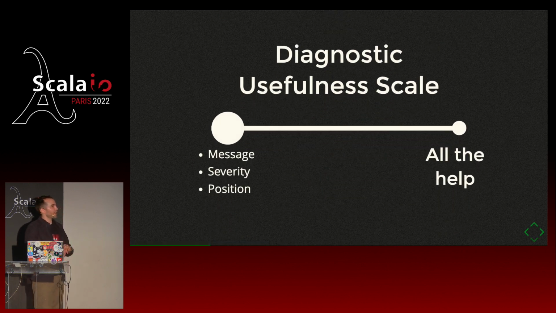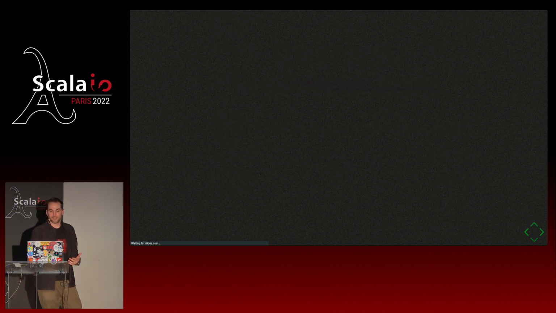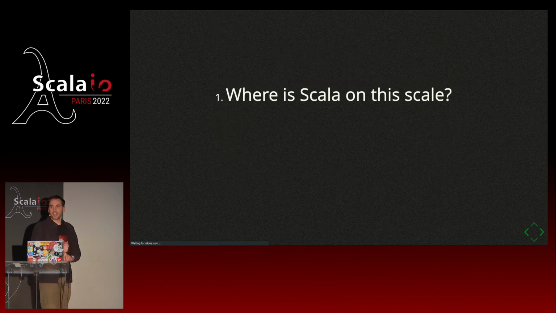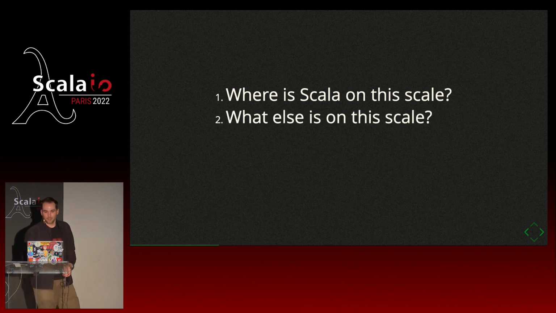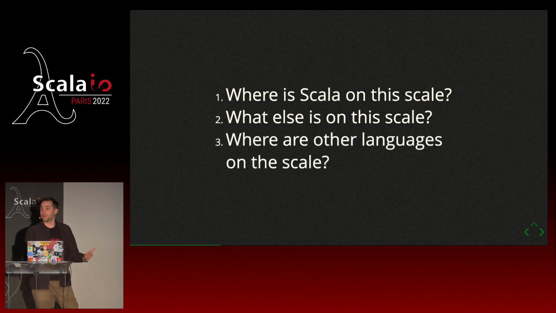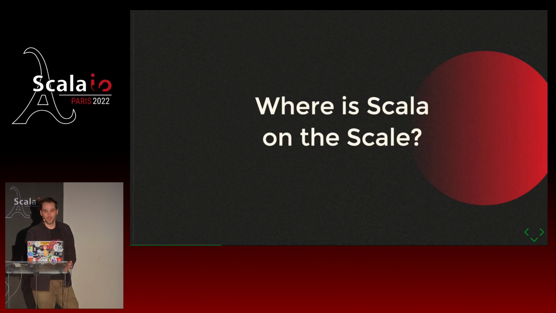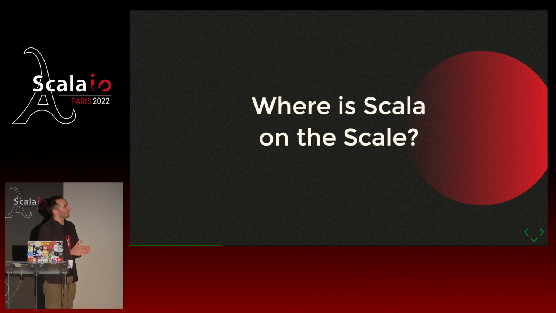So the usefulness scale now looks like this: way on the left-hand side, we have the core parts of a diagnostic, or the very basic parts of a diagnostic. And on the far right-hand side, we have all the help. And what we're going to talk about today is the middle. Okay? And there's a few questions we're going to ask. Where's Scala on this scale of usefulness? Is it on the left-hand side or right-hand side? What else is on this scale? And sort of related to that question is, where are other languages on this scale, and maybe how does Scala compare to those languages? So the first question, where is Scala on this scale?